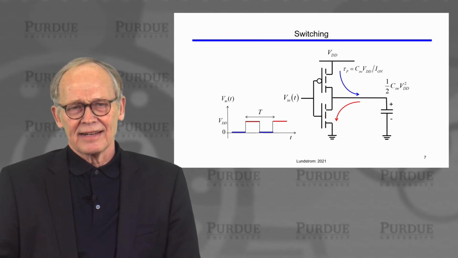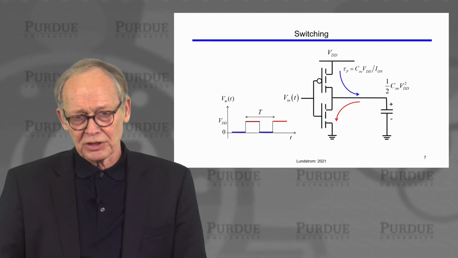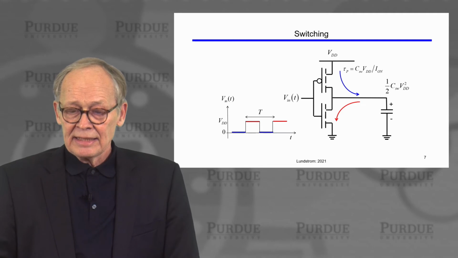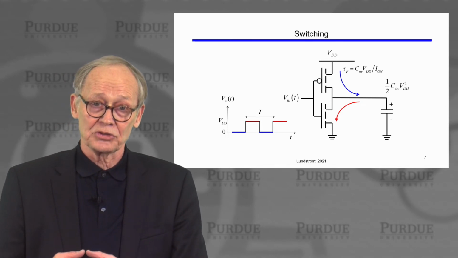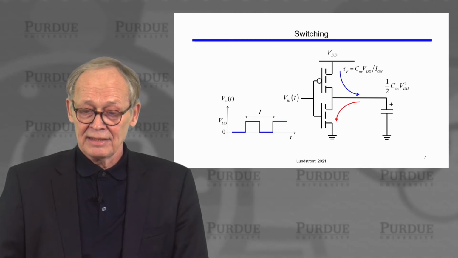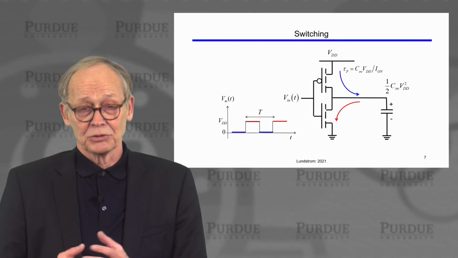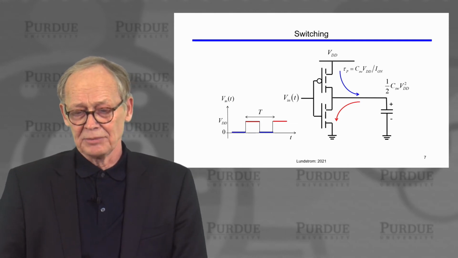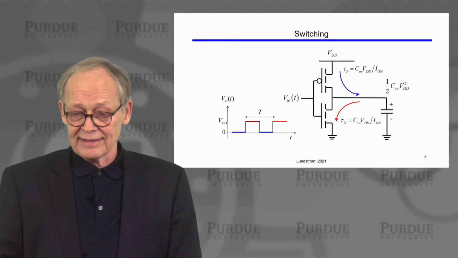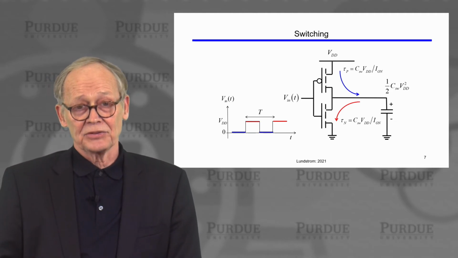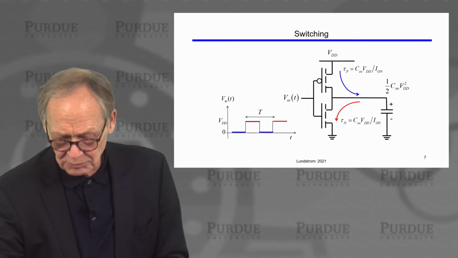We can estimate the time it takes to put the energy into the capacitor or to pull the charge out of the capacitor. It's simply capacitance times voltage, that's the total charge stored in the capacitor, divided by the on current of the transistor. So current is charge divided by unit time. So this is a simple expression that tells us how long it takes to charge up the capacitor through the PMOS device or discharge the capacitor through the NMOS device.